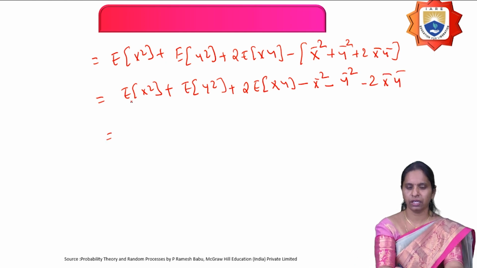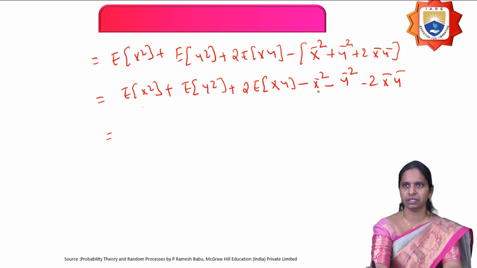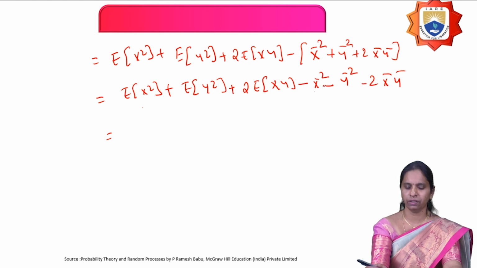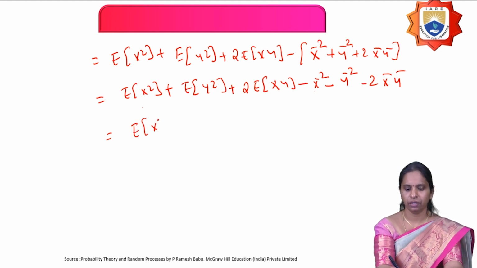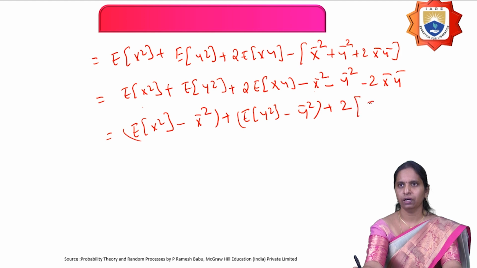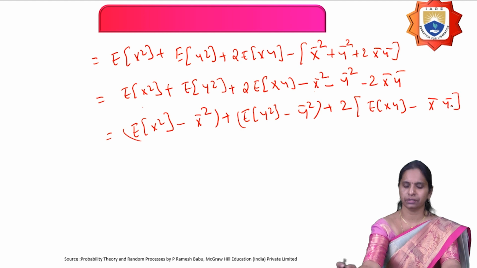You can rewrite this expression as E of x square minus x bar square, plus E of y square minus y bar square, plus, if you take 2 common, E of xy minus x bar into y bar. Therefore, E of x square minus x bar square plus E of y square minus y bar square plus 2 common from these two terms, E of xy minus x bar into y bar.